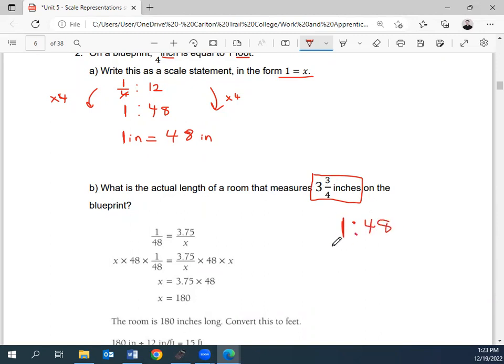So what's something that measures 3 3/4 inches or 3.75 inches on a blueprint? You could set it up this way if you wanted to as well. Either works. In this case, 1 times something gave me 3.75. On the right side, they times it by 3.75. Either one of these works, and that would give you your final answer, which is that X is going to be equal to 180 here. You can do whichever you prefer. You want to put it in fraction? Do it. You want to put it in ratio? Do it. They're the same thing.